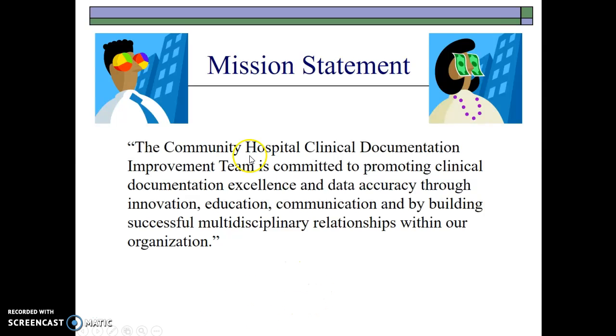The great thing about the mission statement here for the PowerPoint is that I was able to transition these faces in. We have one person with the pie chart and one person with dollar signs, so they both have different agendas for what a clinical documentation improvement program should be.